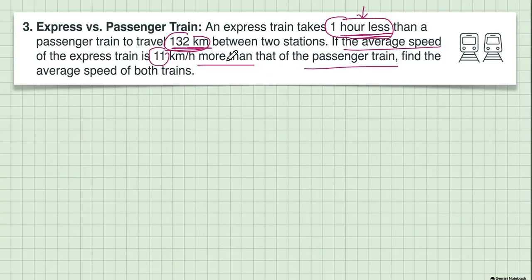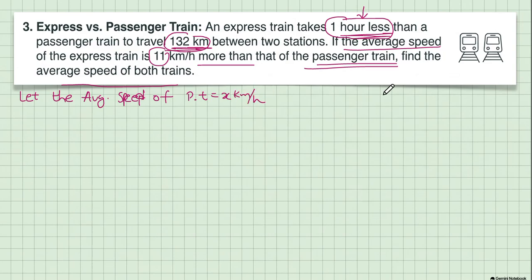Okay, so the speed of the express train is given in terms of the passenger train. So find the average speed of both the trains. What is completely unknown in this question? We don't know anything about the passenger train. So let the average speed of the passenger train be x kilometer per hour.